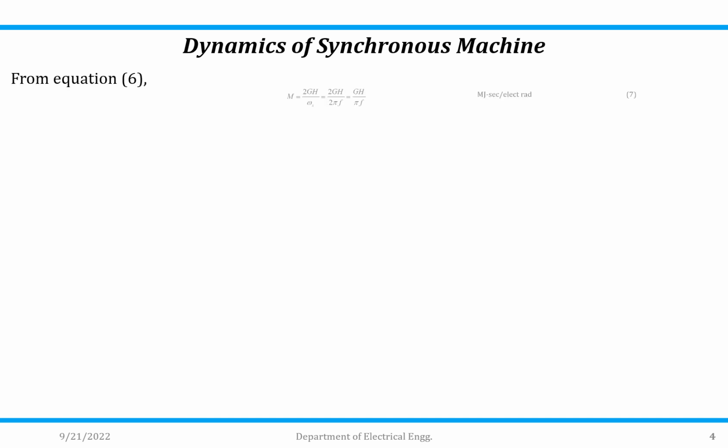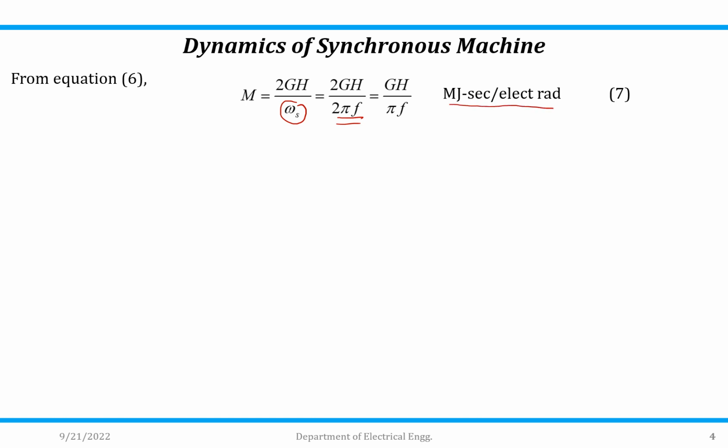Now from equation number 6 we can write M equals 2GH upon omega S. In place of omega S we can write 2 pi F. So we get M equals GH upon pi F. Remember, the unit for this is megajoule second per electrical rad. Treat this as equation number 7.